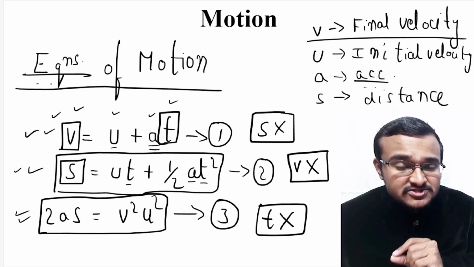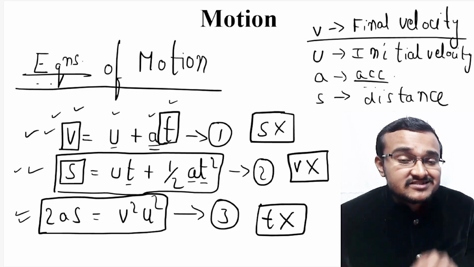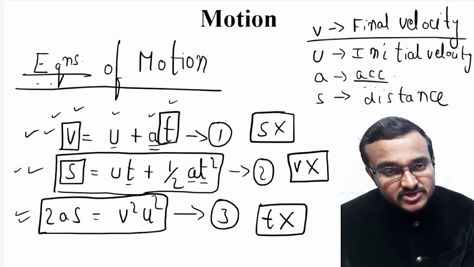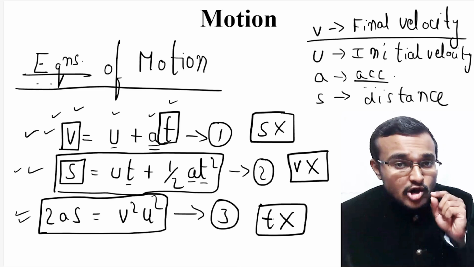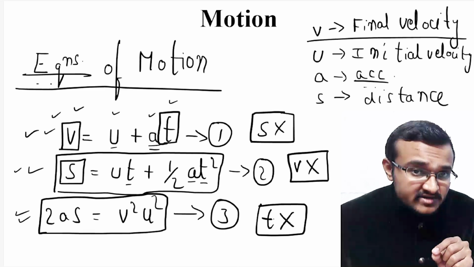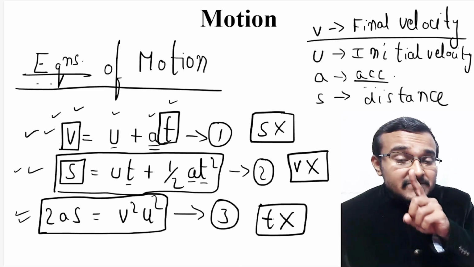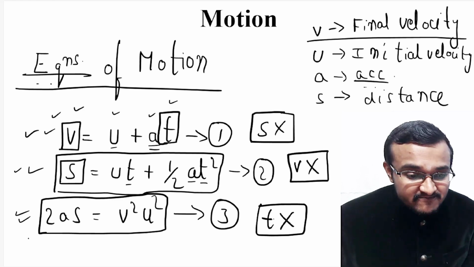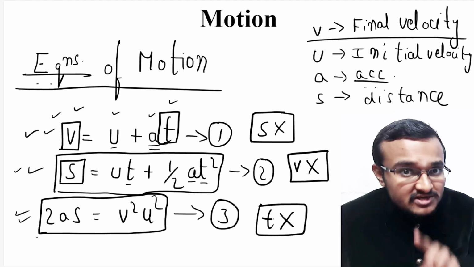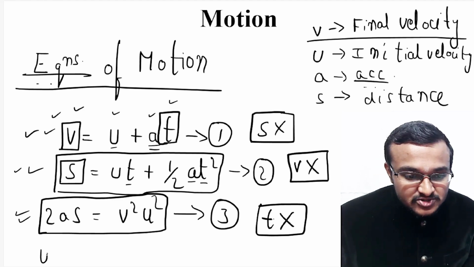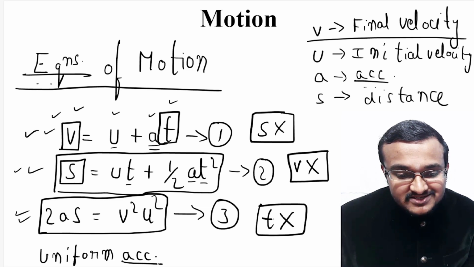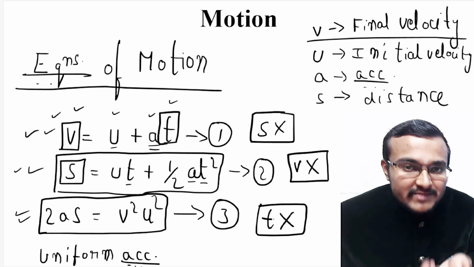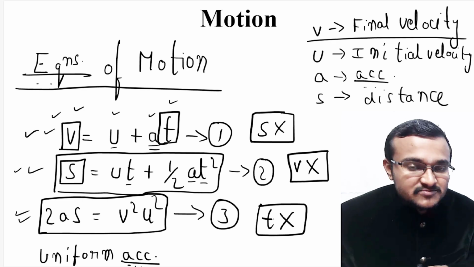Based on these three equations, they have given three examples in this chapter. I'll be discussing each example now. And always you should remember, these equations will be applicable only for a system which has uniform motion or uniform acceleration. Always remember, uniform acceleration should be there. If a system is not moving with uniform acceleration, then you cannot use these equations.